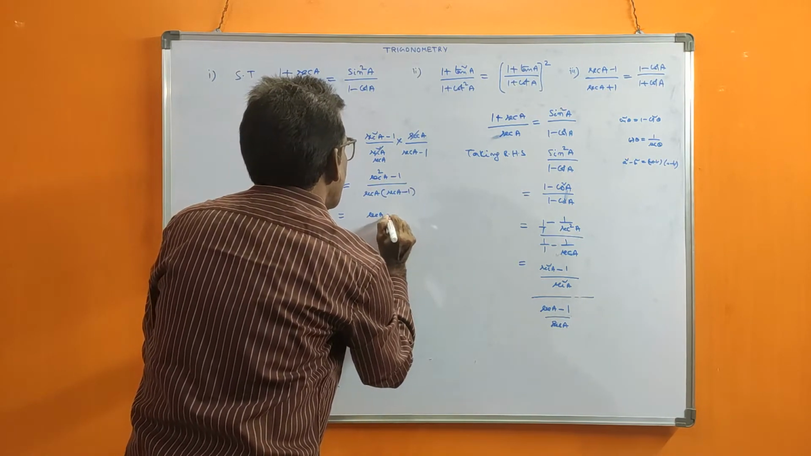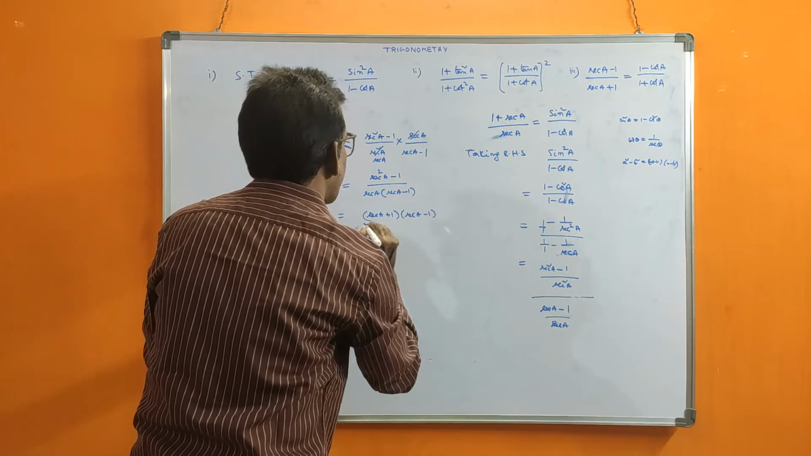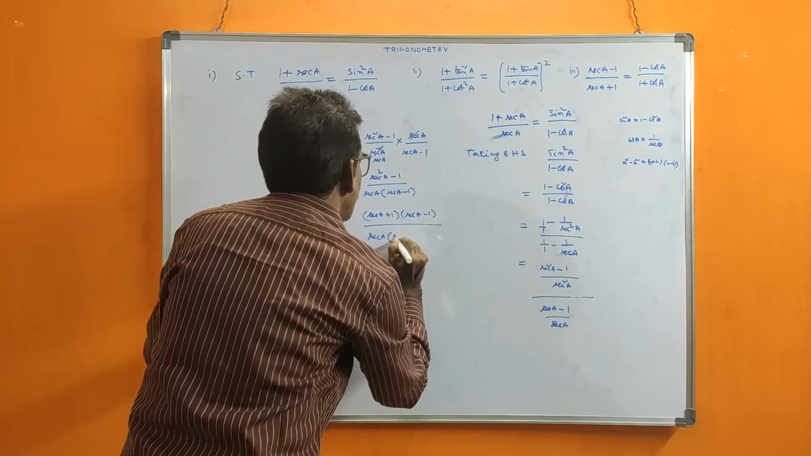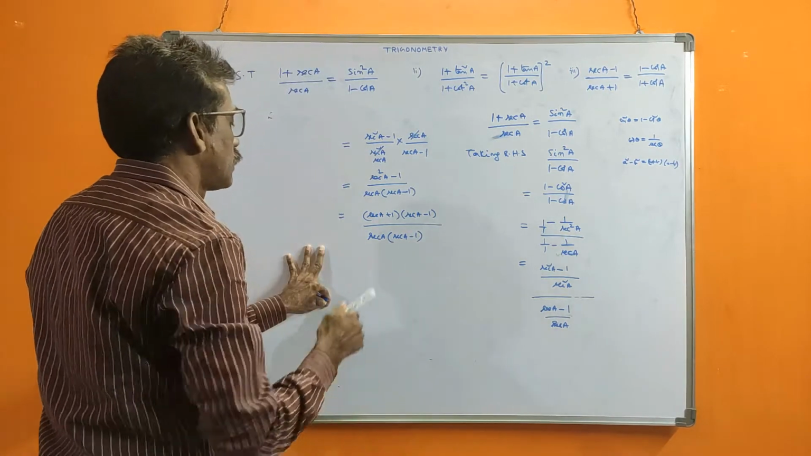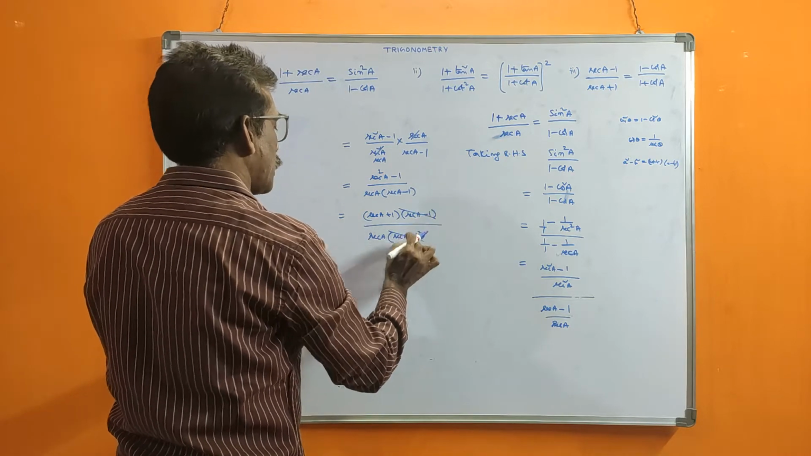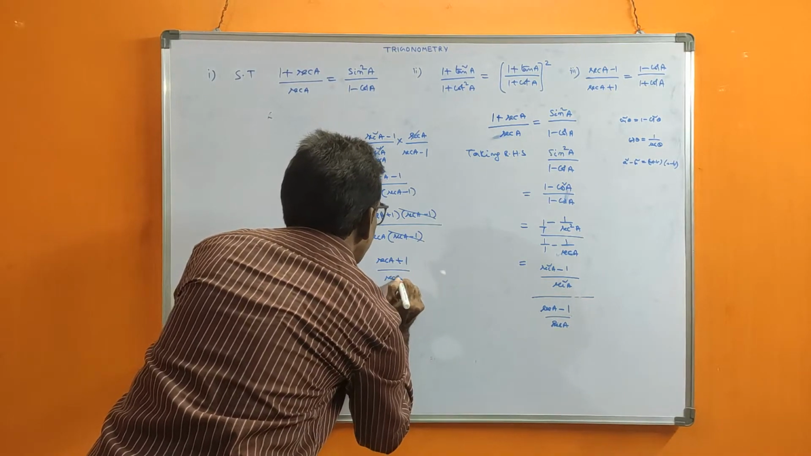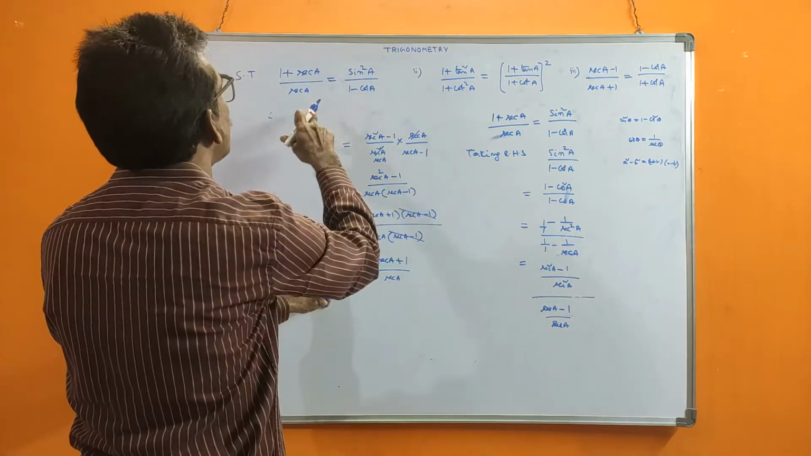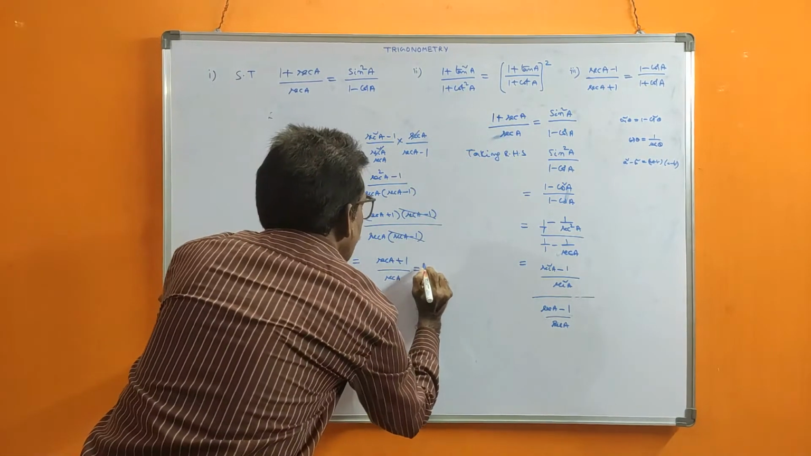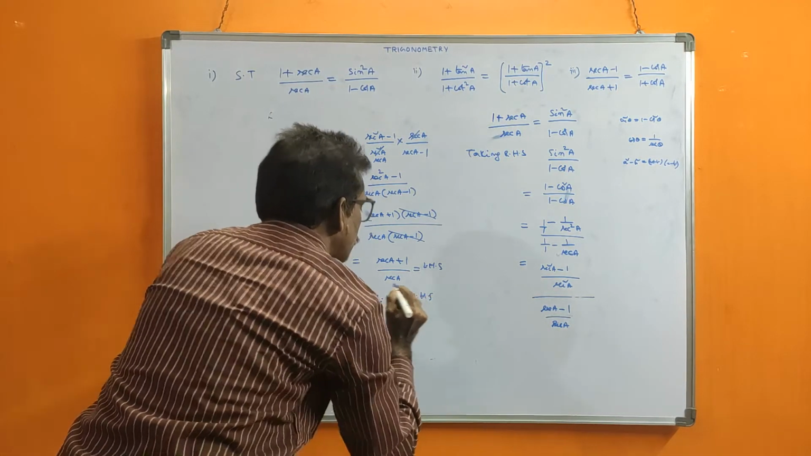That means a plus b, where a is secant a, b is 1, into a minus b. This we can write in that form. Now, down there, secant a into secant a minus 1 is there. Secant a minus 1 is there in both, so this term is cancelled. Now, the remaining term is secant a plus 1 by secant a. So, we took RHS and showed it to be LHS. Therefore, LHS is equal to RHS or RHS is equal to LHS.